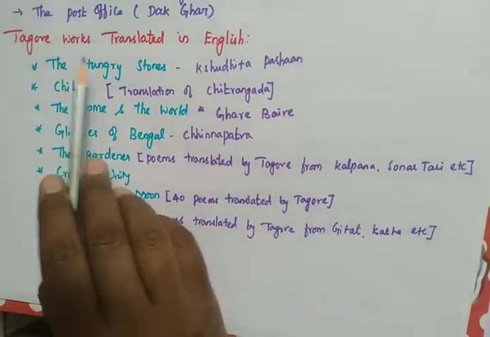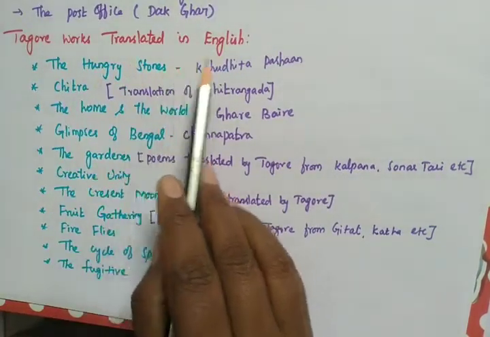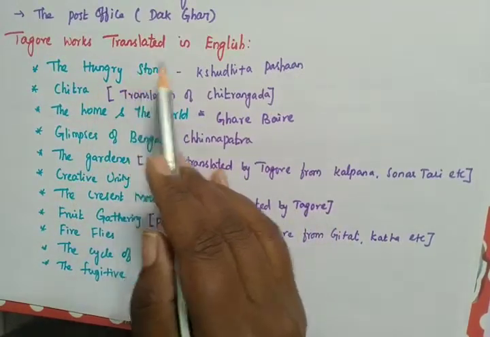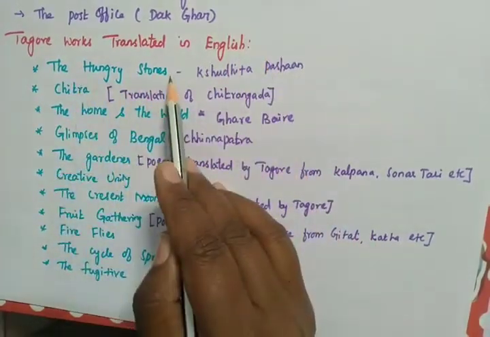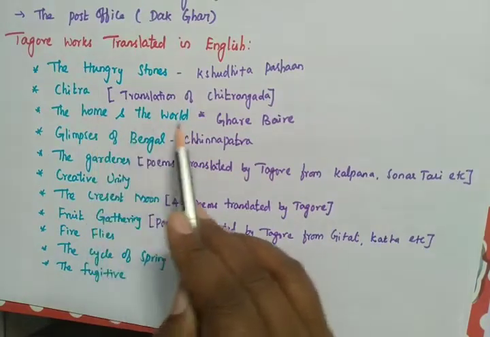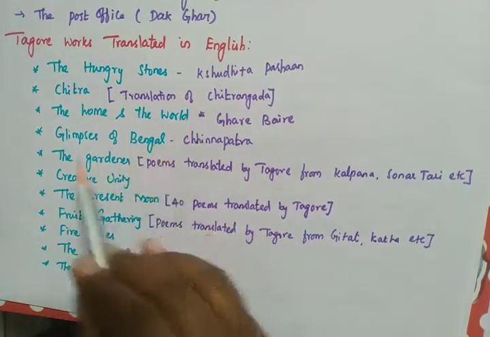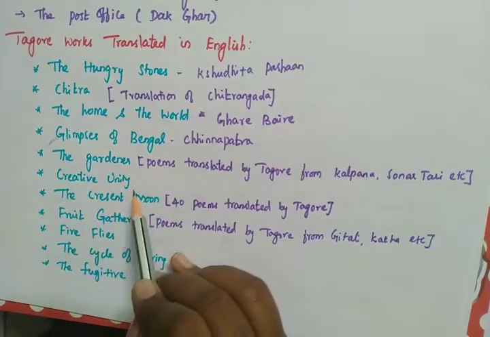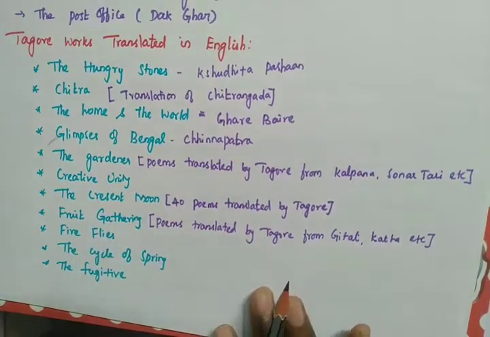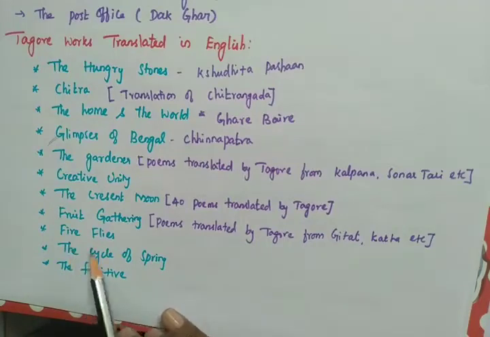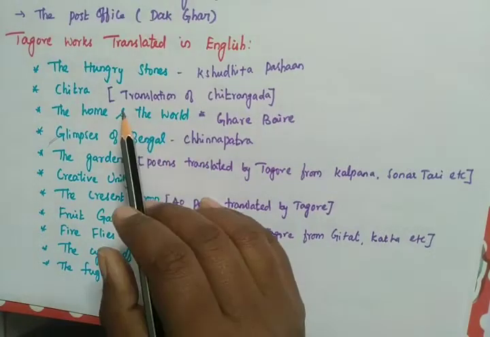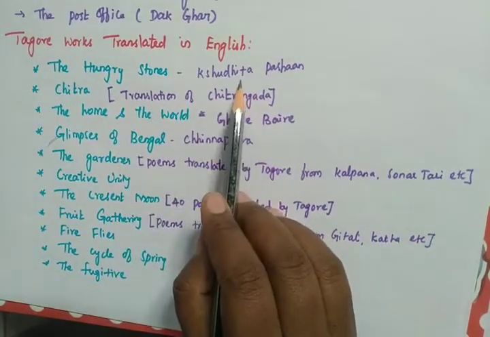Then these are the works of Rabindranath Tagore which have been translated in English. The Hungry Stones, Chitra, The Home and the World, Glimpses of Bengal. So this is important. Glimpses of Bengal, The Gardener, Creative Unity, The Crescent Moon, Fruit Gathering, Fireflies, The Cycle of Spring, The Fugitive. These are important, which you have to remember during the examination.